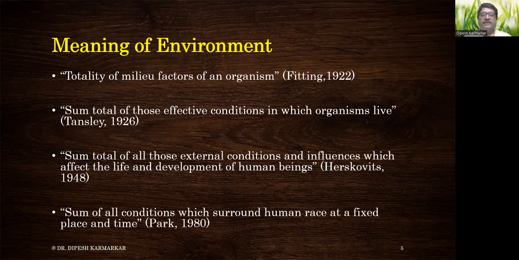Park in 1980 defines environment as sum of all conditions which surround the human race. Now, up to this point we have already seen this in the earlier definitions, but see what Park is adding. Sum of all conditions which surround the human race at a fixed place and time. Why is Park's definition important? Because here we are looking at what environment means, not as a sociologist, not as an environmental scientist, not as a psychologist, right? But basically as a geographer. And this is very important. From which subject and from which perspective you are talking about the meaning of environment is very important. And here we are trying to understand the meaning of environment from a geographical point of view. And therefore, what Park is saying is very important.